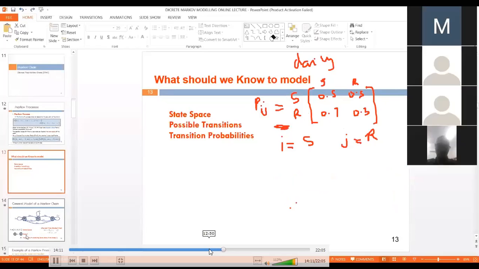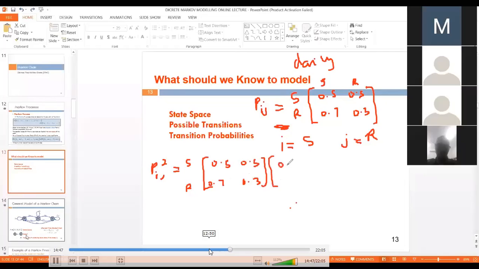So you need to have your calculators with you. P_ij^2 will be what? We know this is S, this is R. This is 0.5, 0.5. And then we have 0.7, 0.3. Then you multiply with itself.